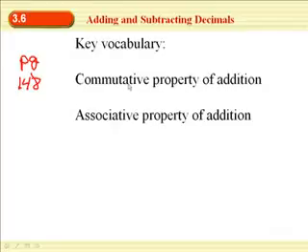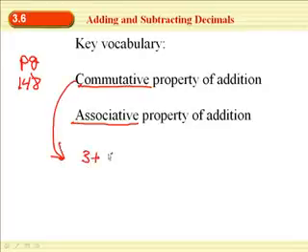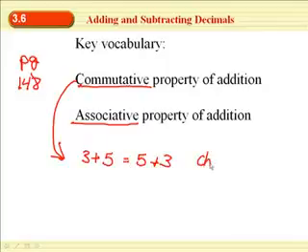We have two properties of addition we want to talk about, the commutative property and the associative property. And I'm going to explain them with examples. I didn't leave a lot of room, so I'm going to put this one. 3 plus 5 is the same as 5 plus 3. So the commutative property says we can change the order we add in.